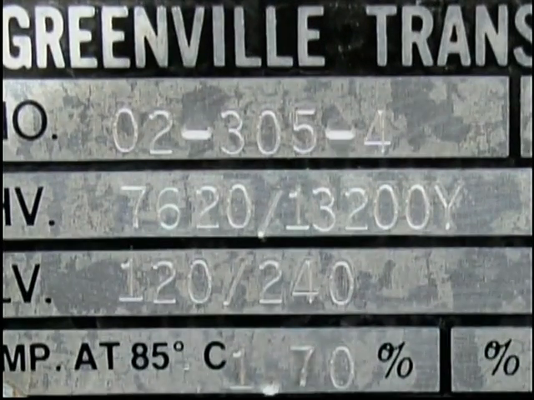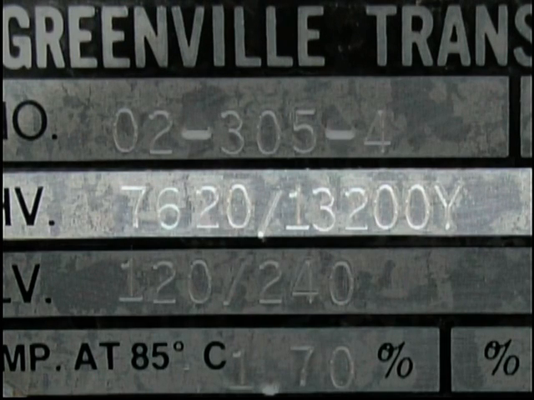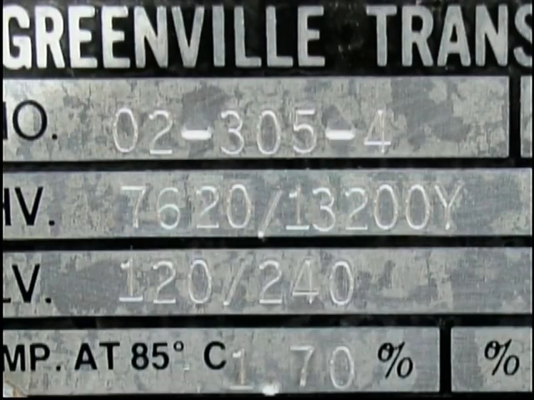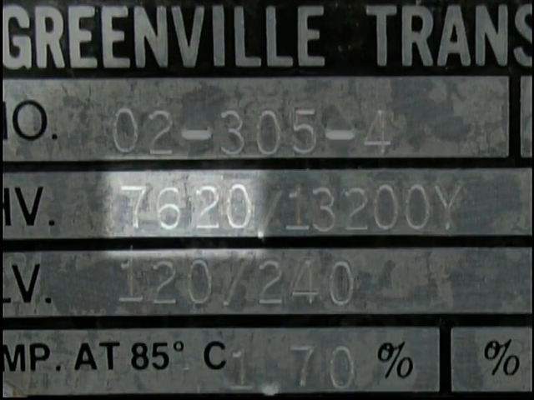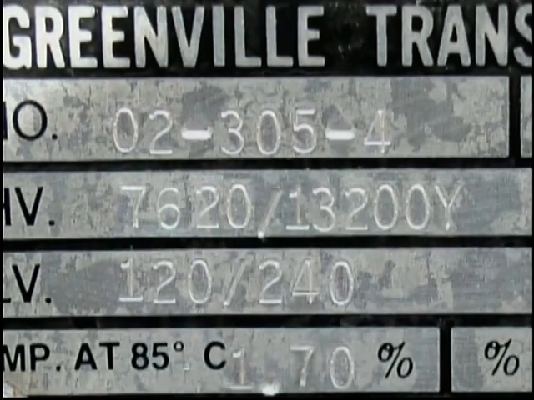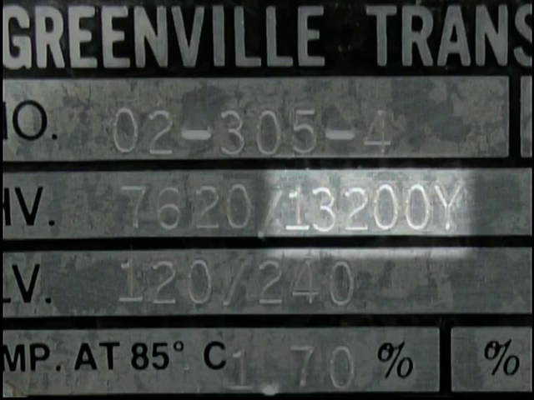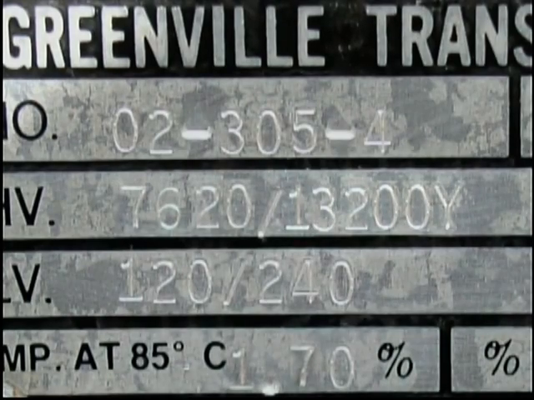In this example, the primary voltage rating consists of two numbers separated by a diagonal line. The rating is 7620/13200Y. The first number, 7620, indicates that the primary winding is rated and insulated for 7620 volts. The second number, 13200Y, indicates that this unit is designated for use on a 13.2 kVY primary system.